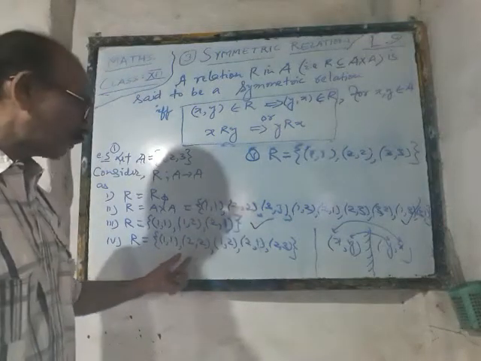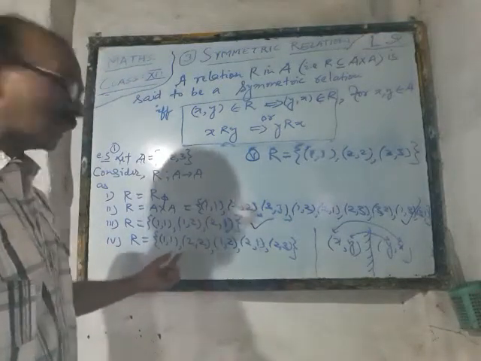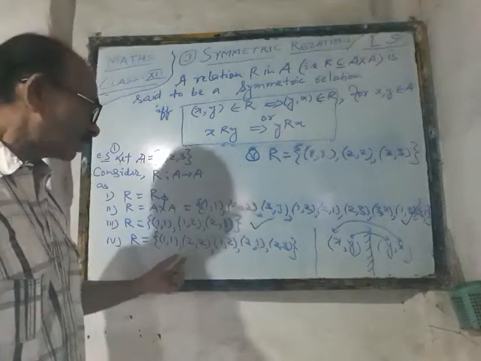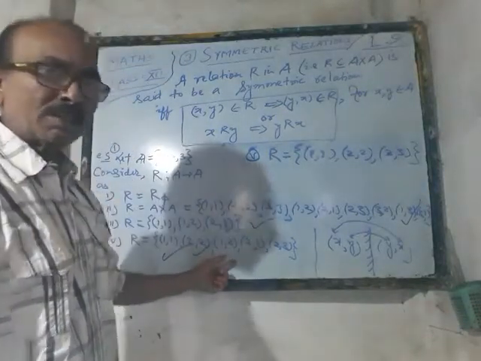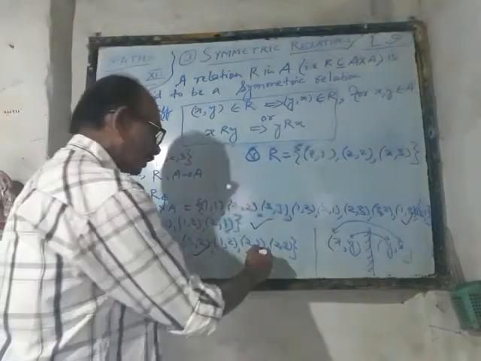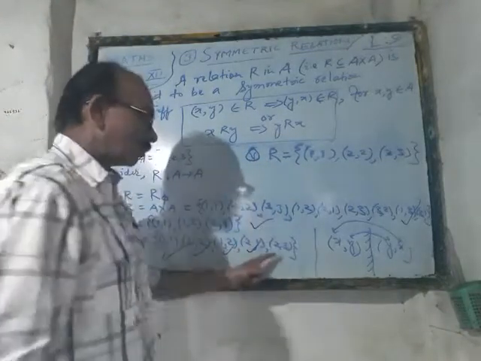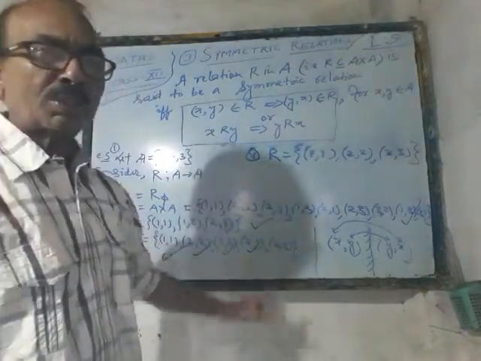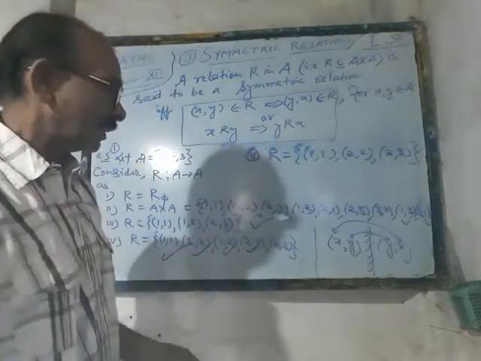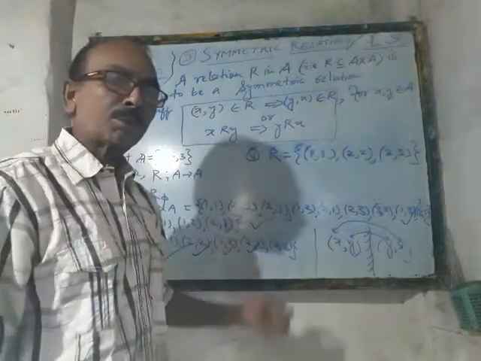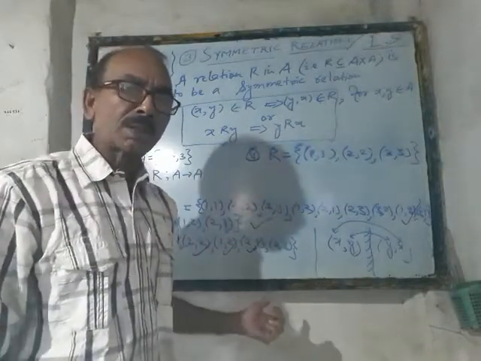Now watch carefully about the next relation. I have taken (1, 1), (2, 2). It's okay. (1, 2) is there, and its symmetric (2, 1) is also there. It's okay. What about (2, 3)? (2, 3) is there, but (3, 2) is absent from that particular relation. So we say that the symmetric of (2, 3) does not exist in this particular relation.